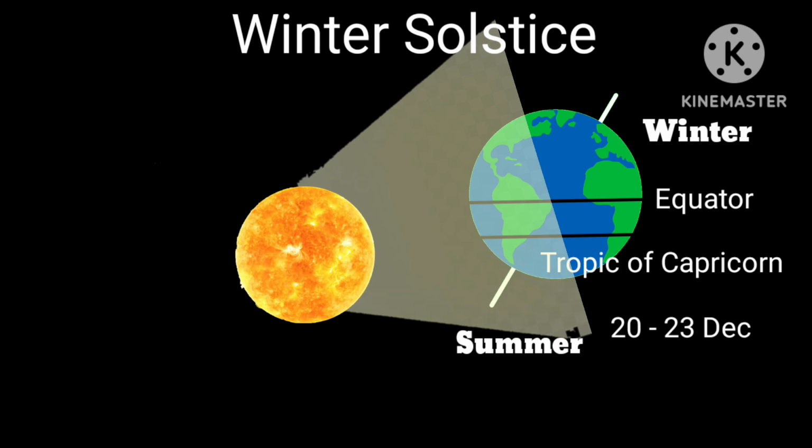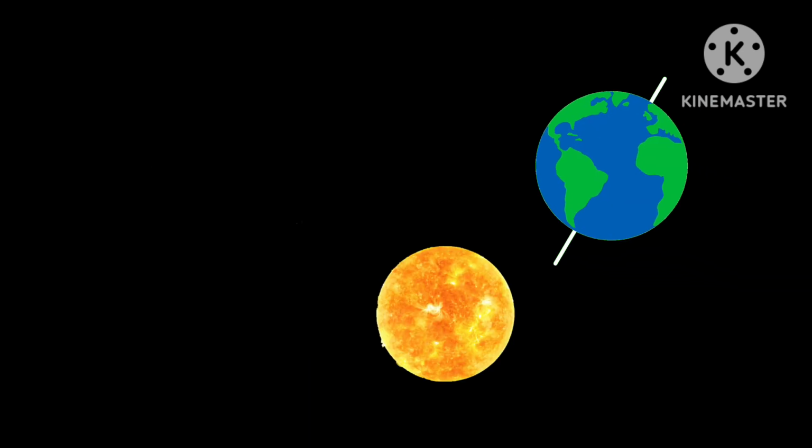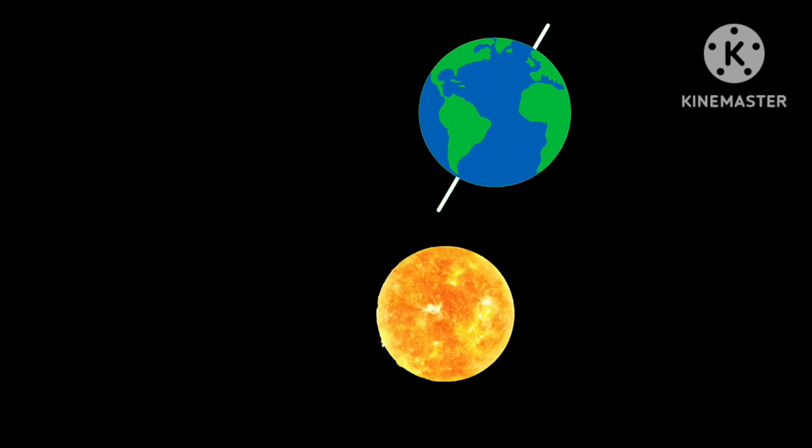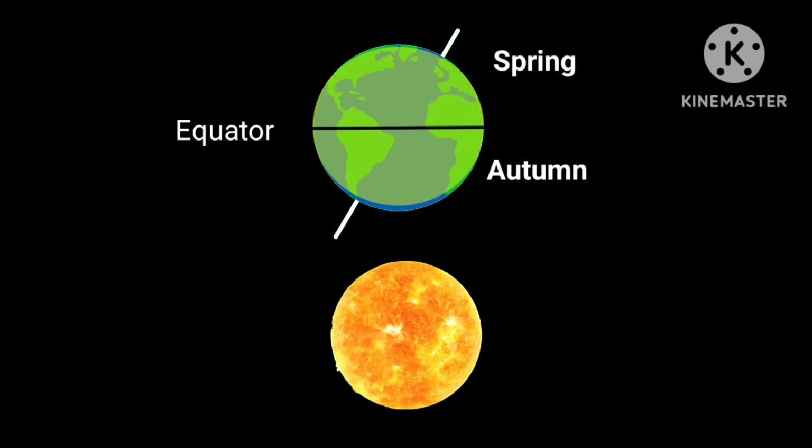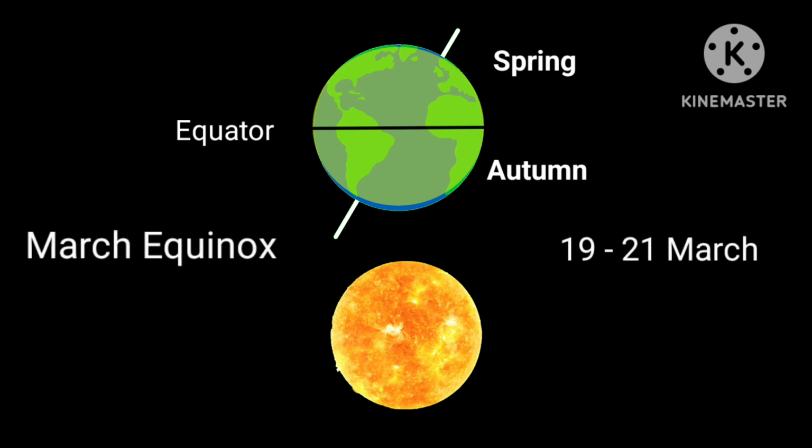during this time. Now again, when the Earth moves ahead, it reaches a point where the Sun is directly above the equator and neither of the poles points towards the Sun. This is the March equinox, which happens sometime between 19 and 21 March. The March equinox is also known as spring equinox.